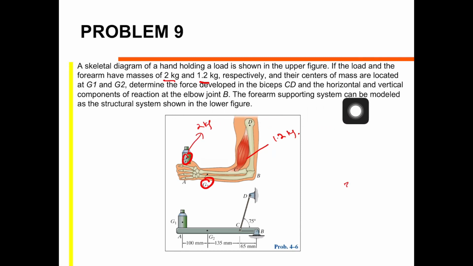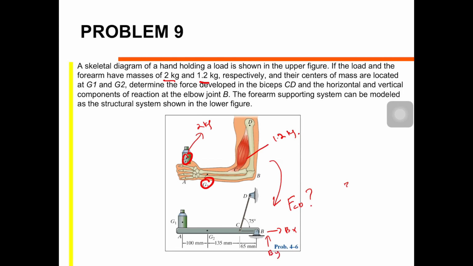So they're asking for the force developed in CD. The forearm supporting system can be modeled as the structure shown in the lower figure. So they have simplified our problem into this figure. So they want to know the tension force in CD and the reaction at B. So this is what? Pin. So for a pin you have two components, one is BX and the other one is BY.